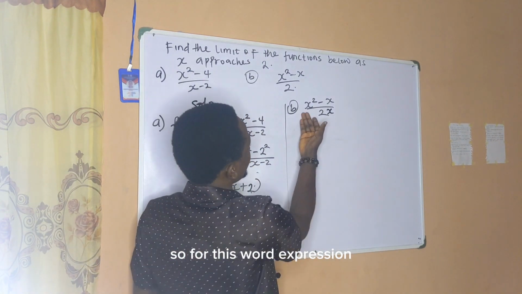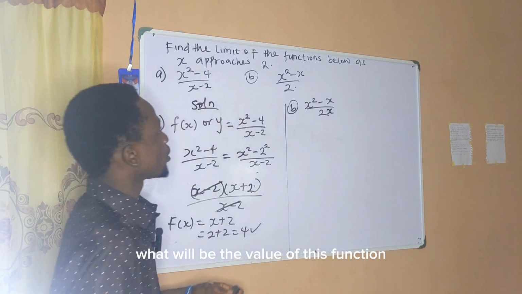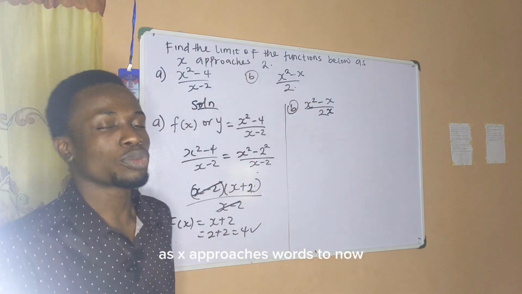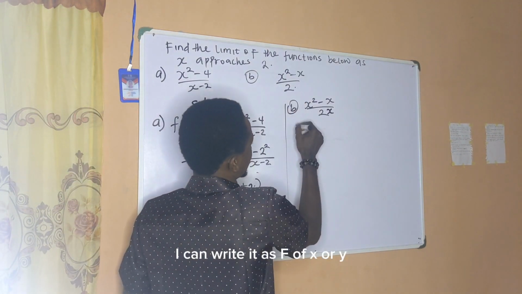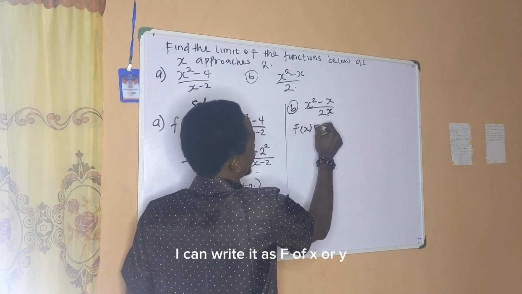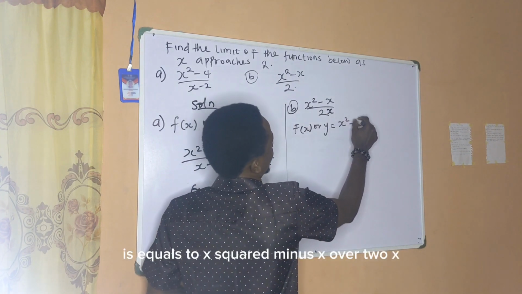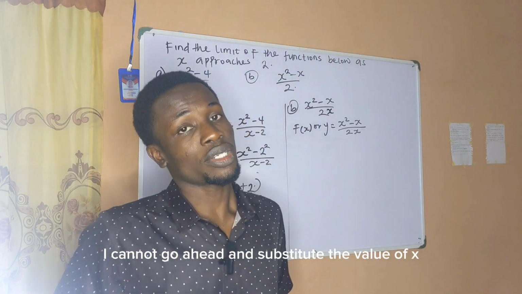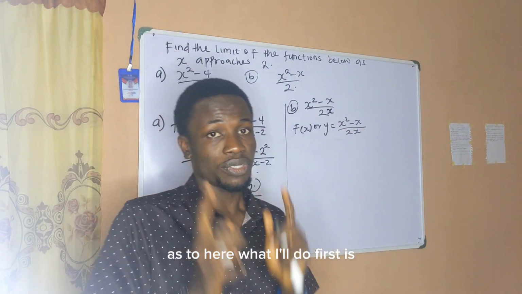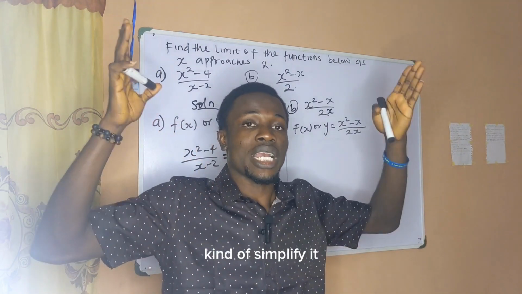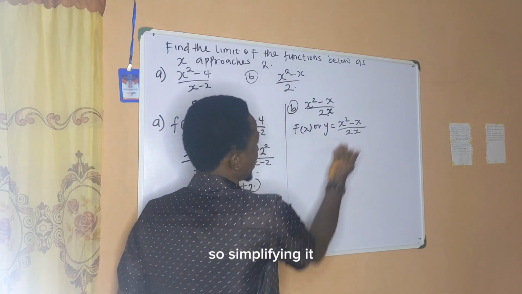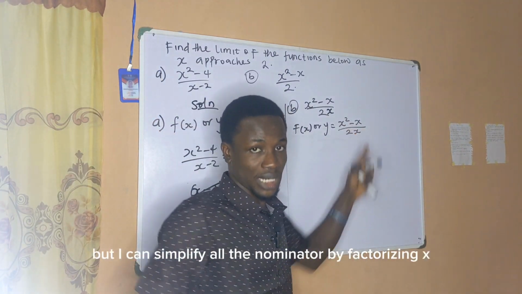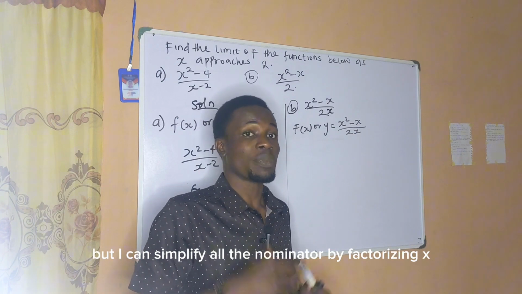Now, solve for this expression. What will be the value of this function as x approaches 2? Now, this is a function. I can write it as f of x or y is equal to x squared minus x all over 2x. I cannot go ahead and substitute the value of x as 2 here. What I'll do first is simplify it. I cannot simplify the denominator, but I can simplify the numerator by factorizing x.